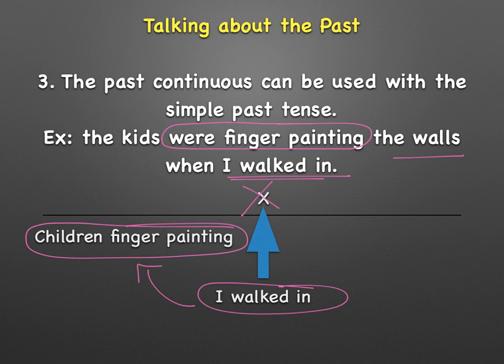Okay? So first action going on for a long period of time, and then this long action is interrupted by a second action. So the first action, the one that was going on the longest, will be conjugated in the past continuous, and the second, shorter action will be conjugated in the simple past.